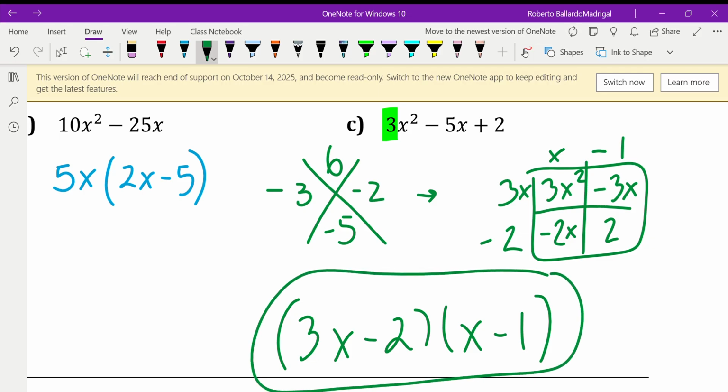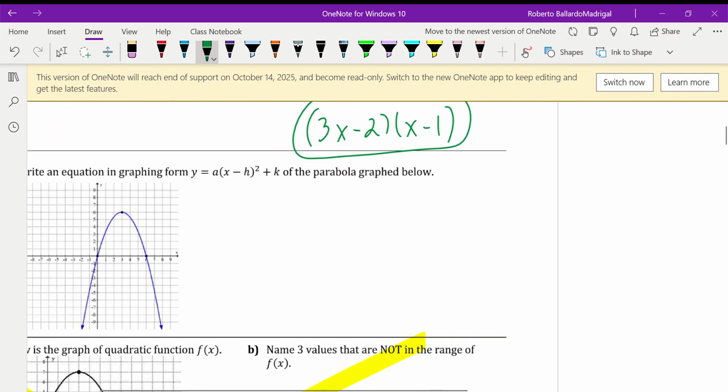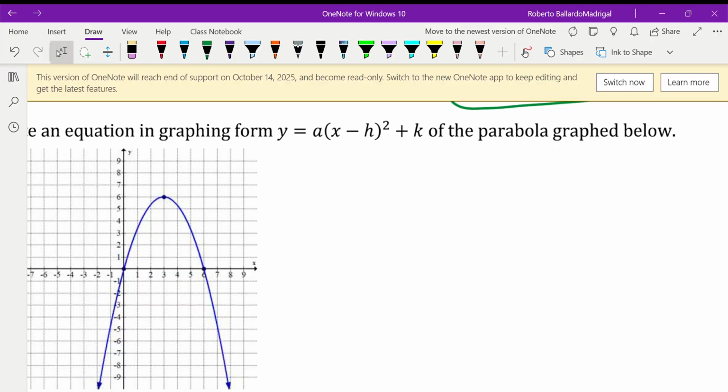Okay, to be honest, I'm not too worried about those problems. I know you guys know how to factor. What worries me is number 2. So if you didn't do number 2, you have to follow along. Okay. Number 2 is algebraically solving for a. You have to write an equation. Now, we talked about this last class. When you want to write an equation, you're going to write it in graphing form. Y equals a, x minus h squared plus k.